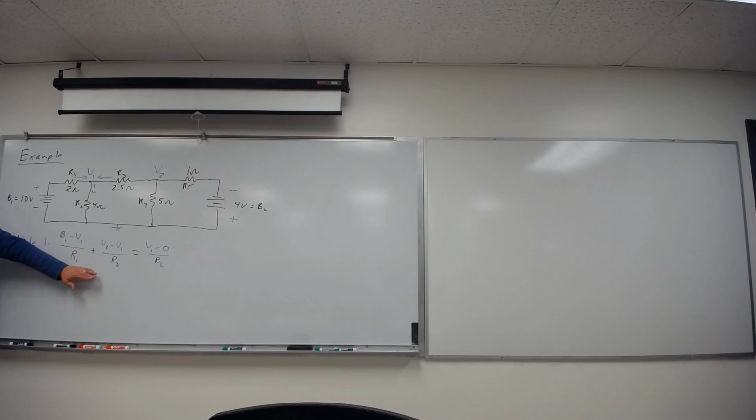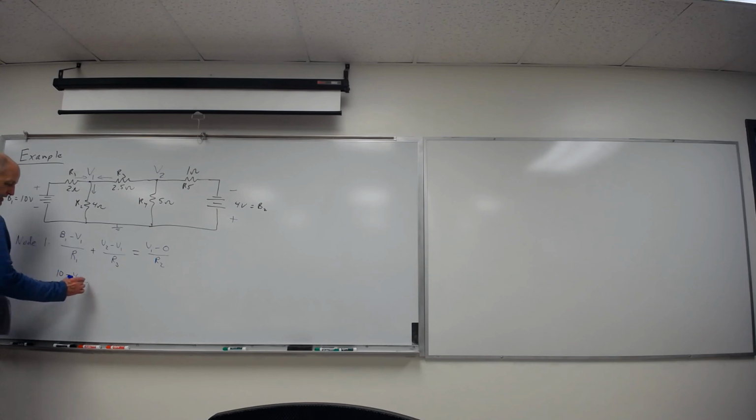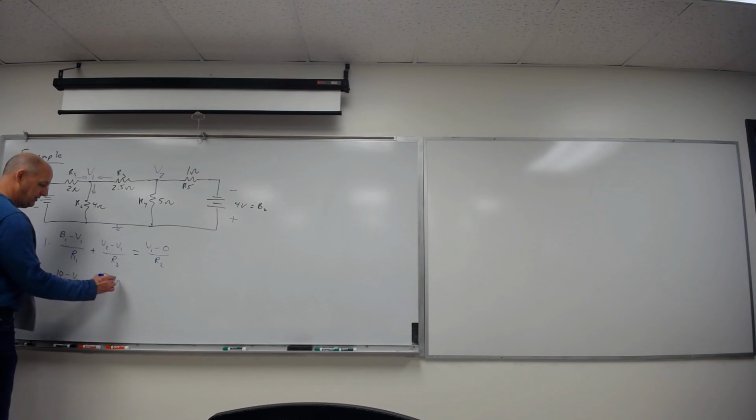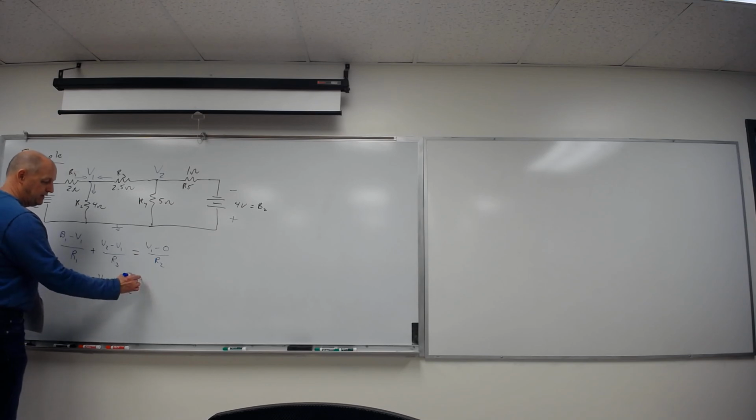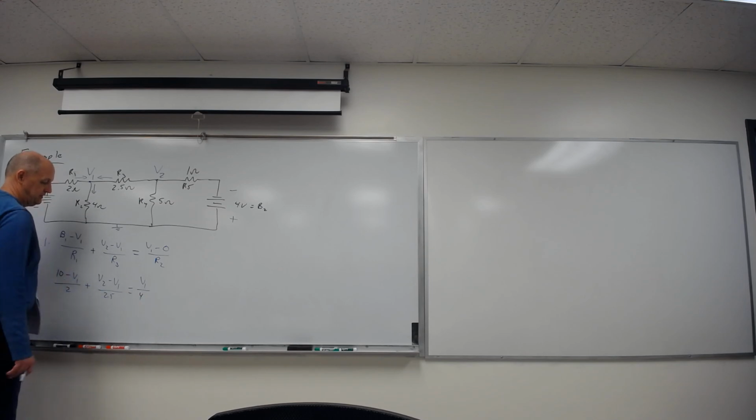Okay. Yes. And normally, if I were doing this for a problem to solve it, I would directly put the numbers in. But I want to make sure to write it down this way for you to start with. So B1 is 10 volts. V1 is what I'm trying to solve for. R1 is 2 ohms. I'm just going to leave things in volts and ohms, and then when I'm all done, I'll get volts out. V2 I don't know. V1 I don't know. R3 is 2.5 ohms. V1 I don't know, and R2 is 4 ohms. So there's my equation.